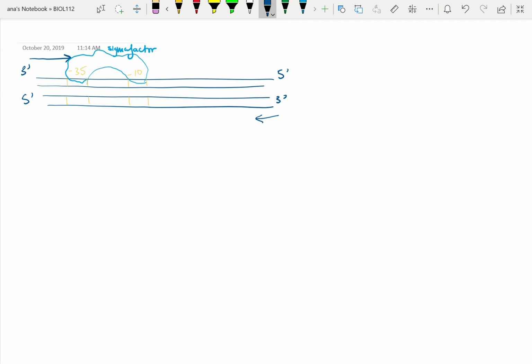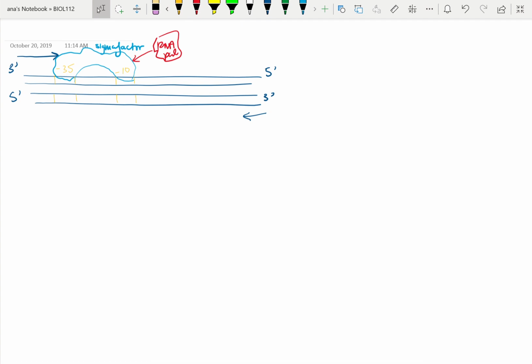So now that it's bound, I'll draw another blob. So this is RNA polymerase, and it's going to bind to sigma factor. So sigma factor basically acts as a landing pad for RNA polymerase to come in and sort of understand that, okay, that's where I have to go, and that's going to direct me in the right direction so that I'm transcribing the gene.